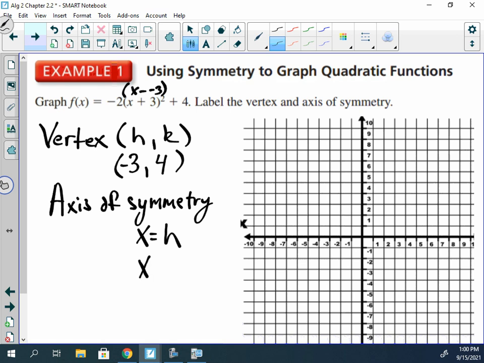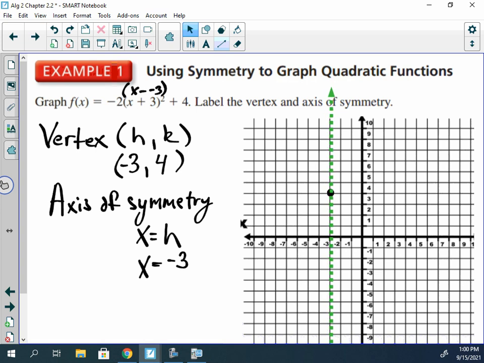Now our axis of symmetry would be x is equal to what? H, so it's -3. X equals -3. So if we were to graph this, -3, 4, well, that there would be the vertex. And our axis of symmetry would actually just be that line, going straight up and down through the vertex.